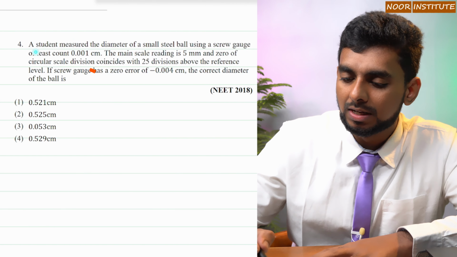This is a little bit tricky sum, okay? Anyway, from a little understanding itself, we will be able to do this sum. So we should be clear with this one. Let's move to the next one. Next sum is based on screw gauge. Let's see what it is.